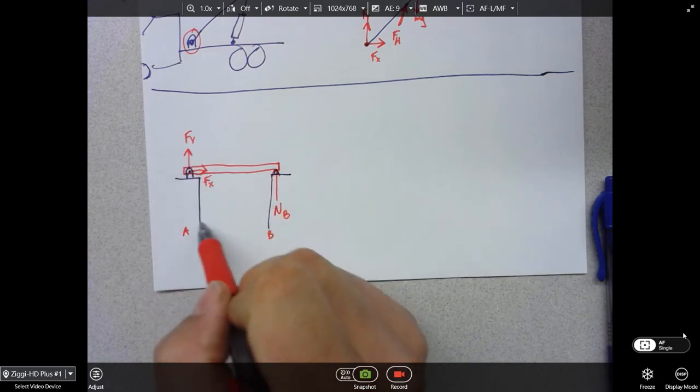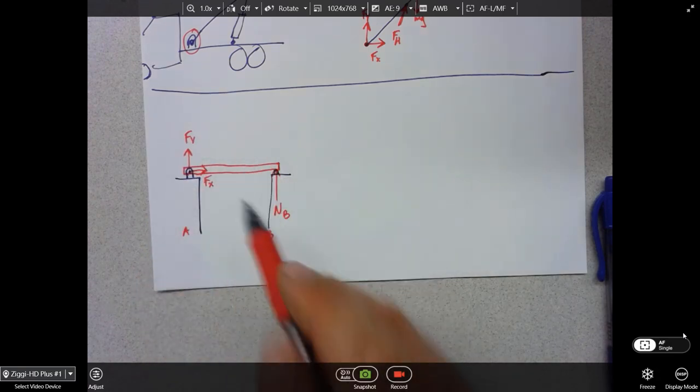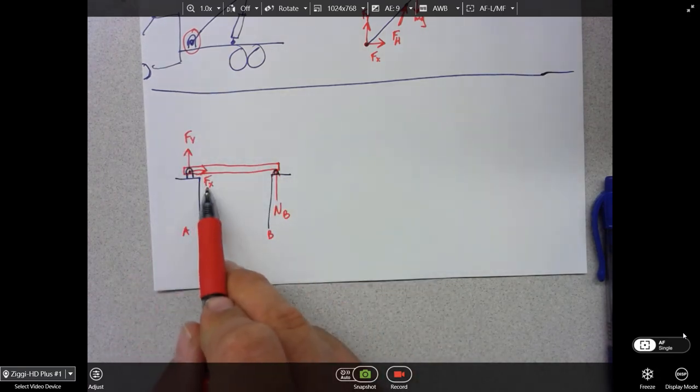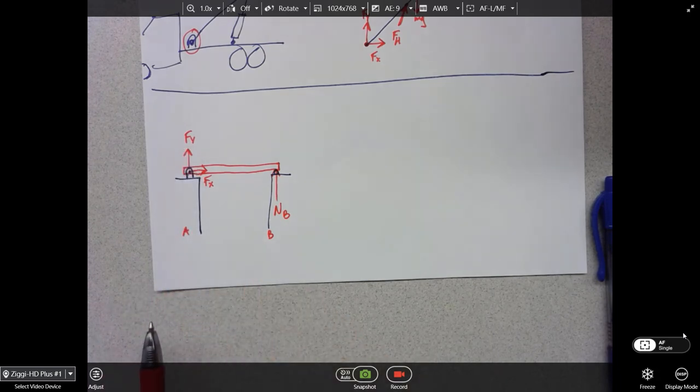But how about in the XY plane? Does it resist any twist? No. Okay? So no moment reaction here. So we're left with F sub Y, F sub X, and normal in the B. How many unknowns is this? Three. Okay. We can solve this.